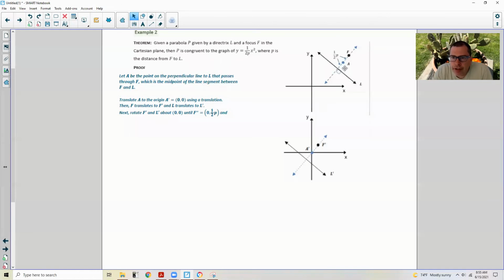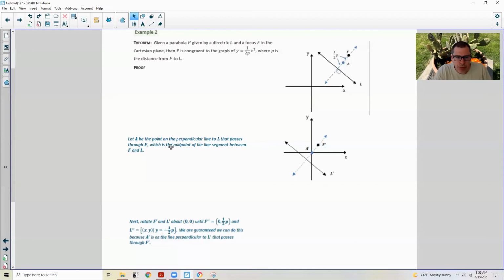Okay, so here's the diagram. So what we did is we just simply took all of this and shifted it, translated it over to the origin. So A became A prime at the origin, and the distance from F prime to A prime is equal to the distance from F to A. And L prime is the same distance from F prime as L is from F, okay? So the next thing we're going to do is, okay, so I just moved this down. This is this diagram here.